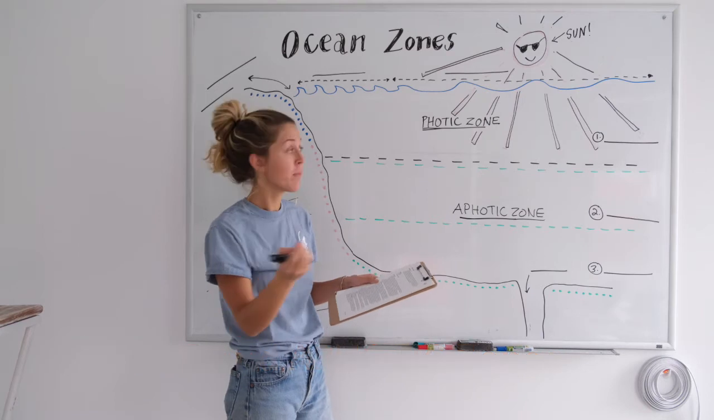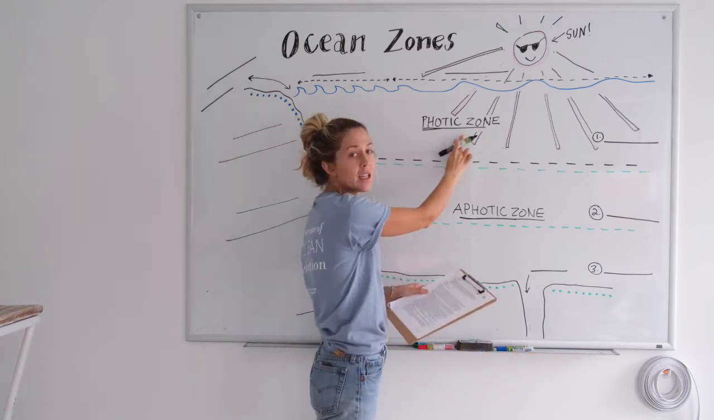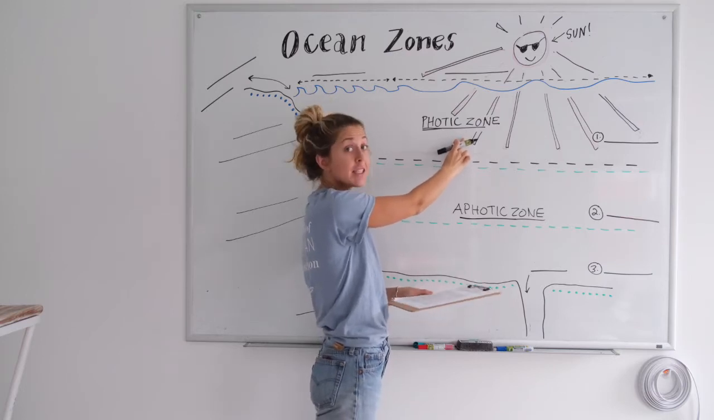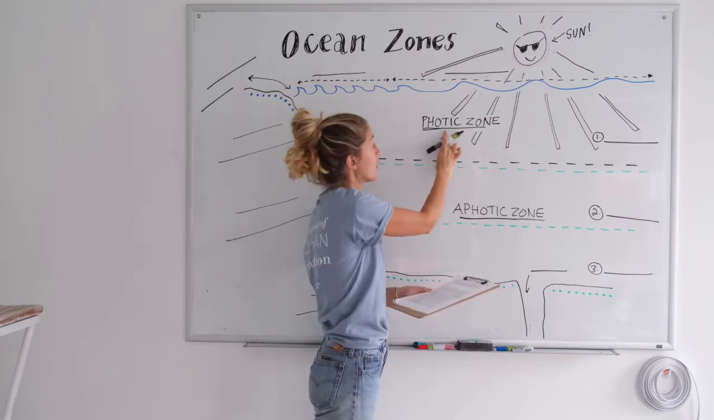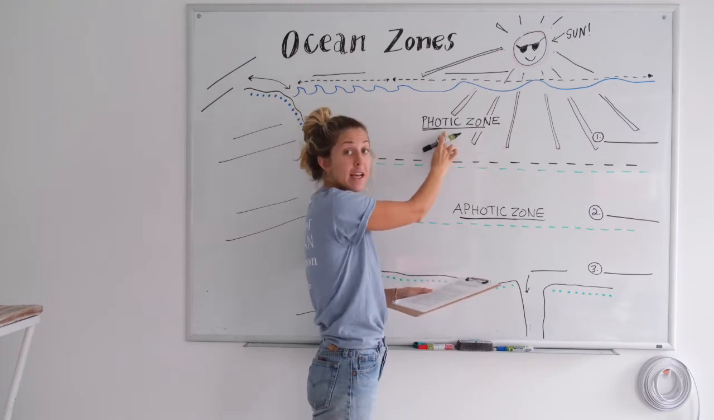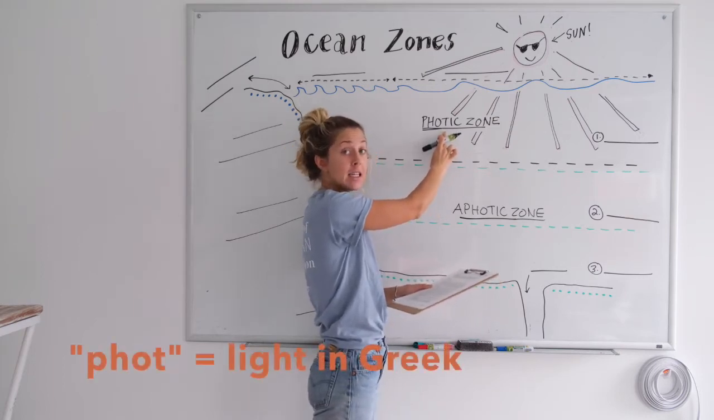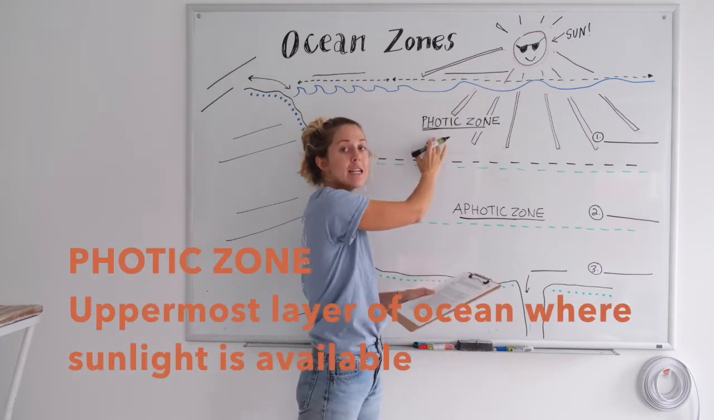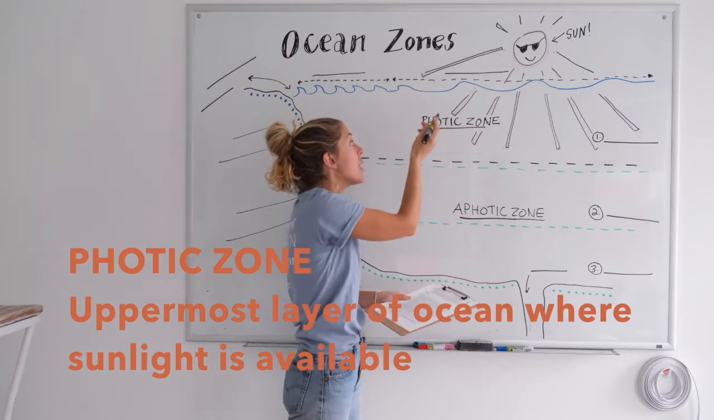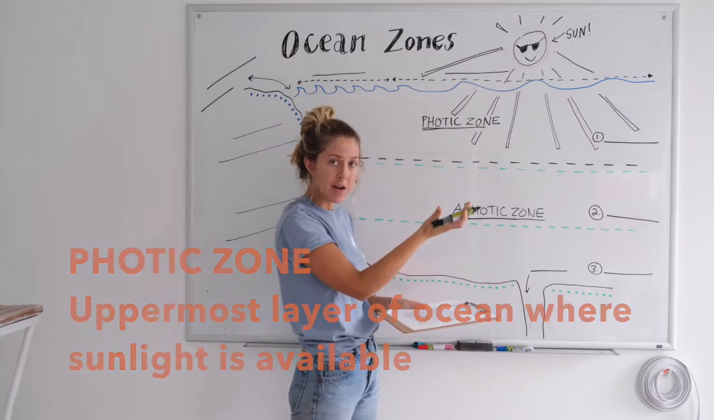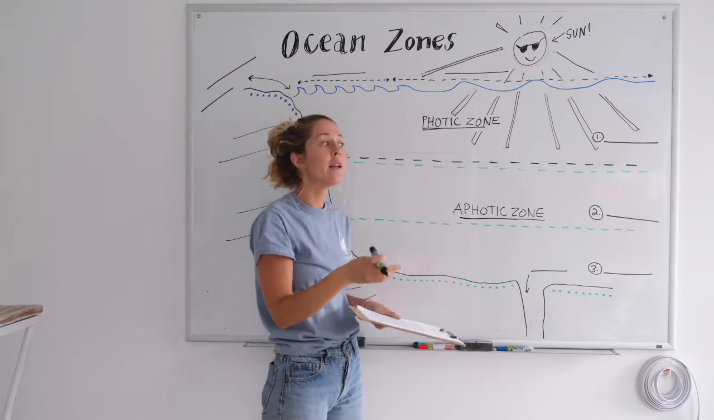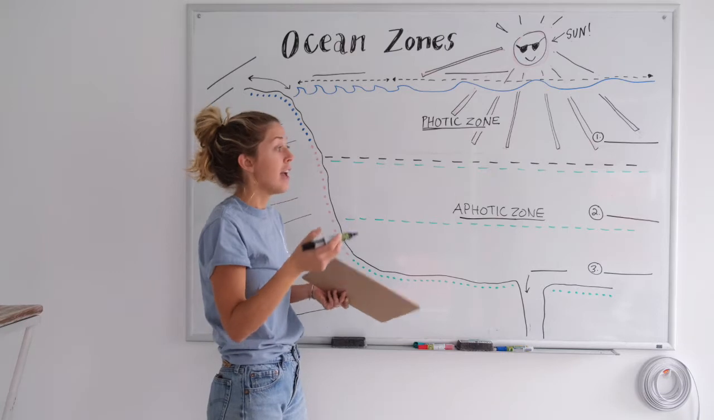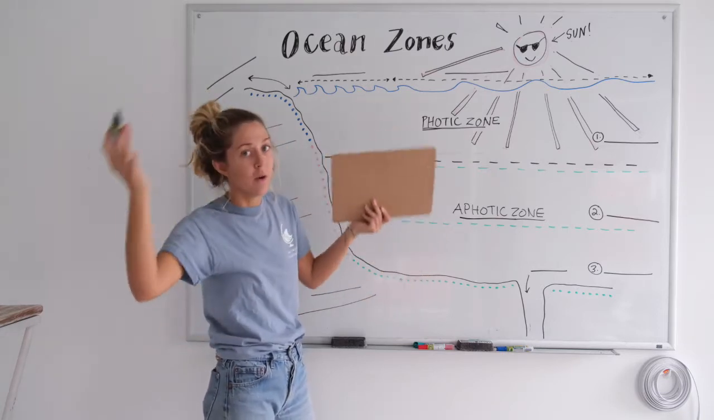First, the photic zone. Does photic sound like anything to you? Maybe photography or photosynthesis? Well, phot, the first part of this word here, is a prefix and it means light in Greek. So the photic zone is the area where light or sunlight is able to penetrate. As we said before, this is really important for organisms like phytoplankton or marine plants that need sunlight to photosynthesize. And they are food for everything, one way or the other.